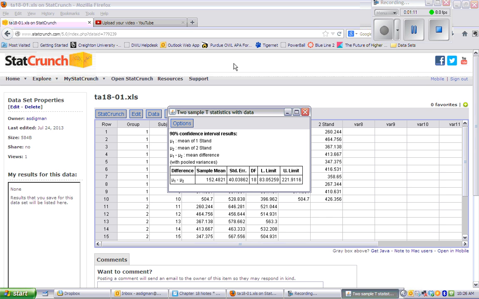So if I take the mean of the first group minus the mean of the second group, my difference would lie somewhere between 83 and 221.9, 90% of the time. So that tells me that there is a positive difference, meaning that the first group minus the second group is going to give me a positive difference. So my lean group, according to my confidence interval, is probably bigger than my obese group because I do have a positive difference 90% of the time, somewhere between 83 minutes and 221 minutes.